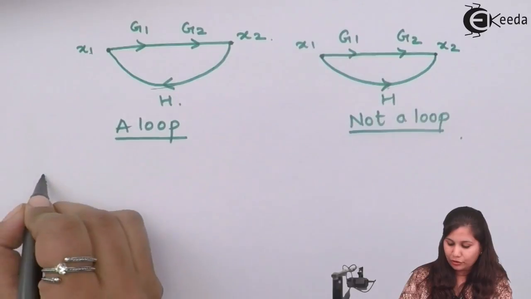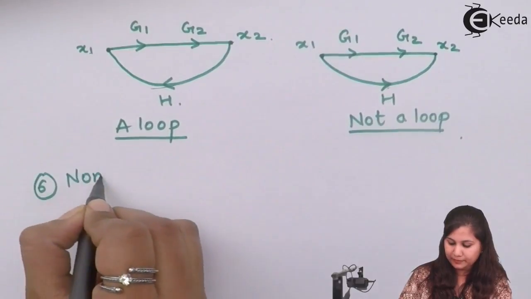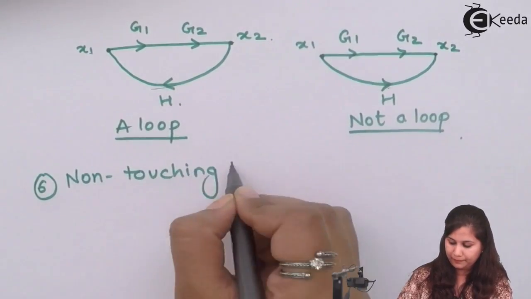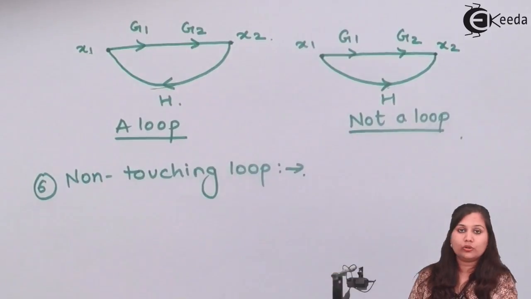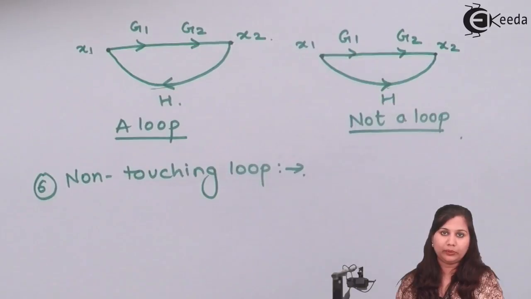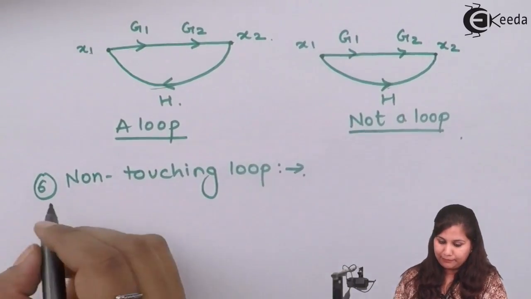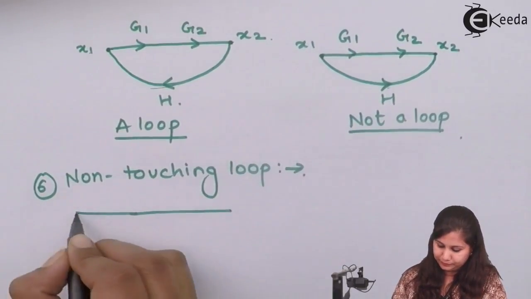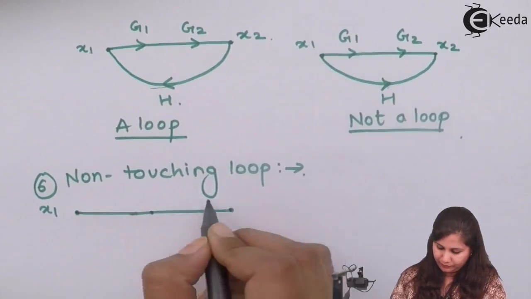Then we have non-touching loops. Non-touching loops are those loops which don't have any node in common between them. Let's take an example.